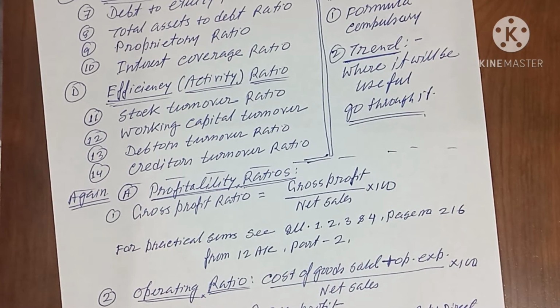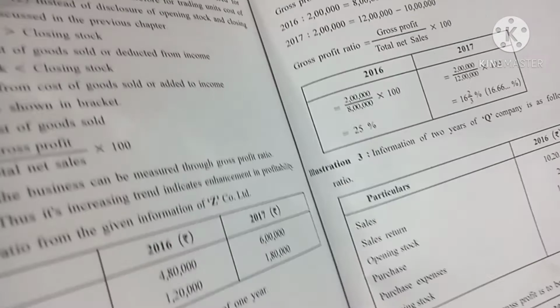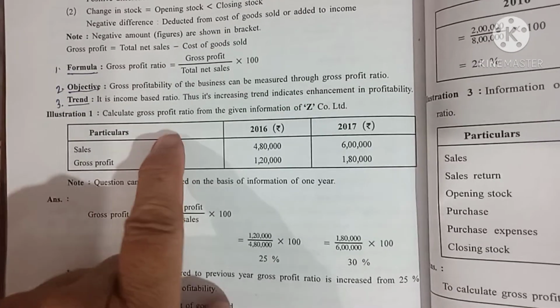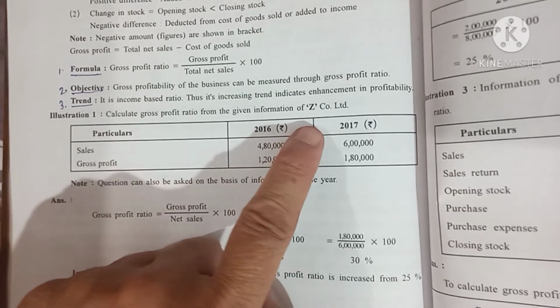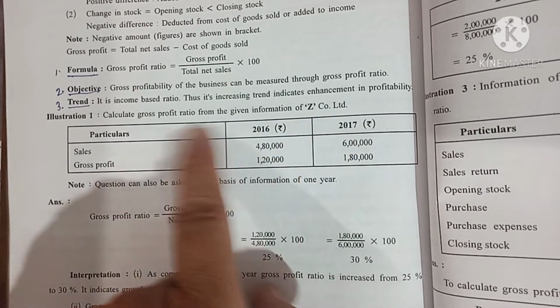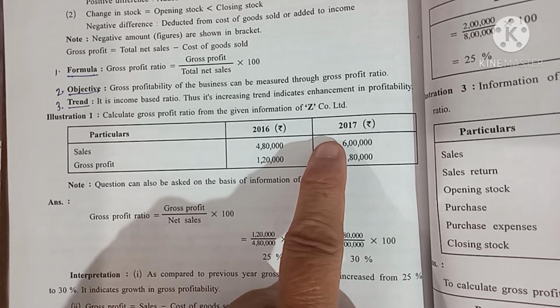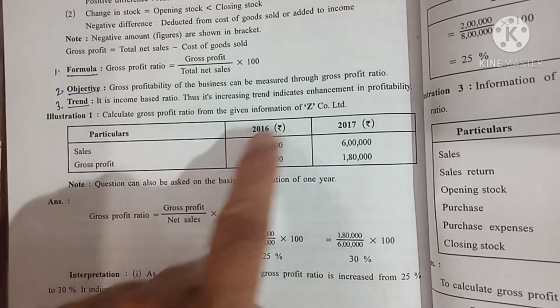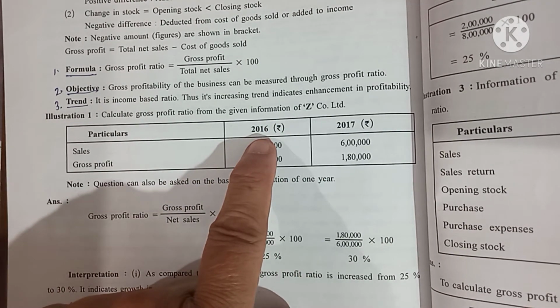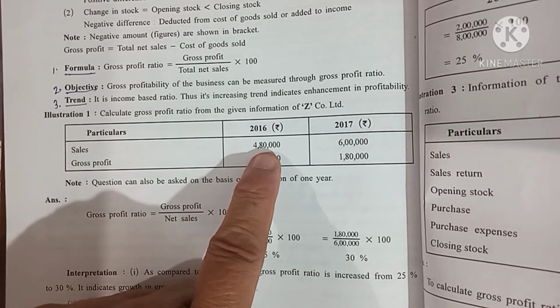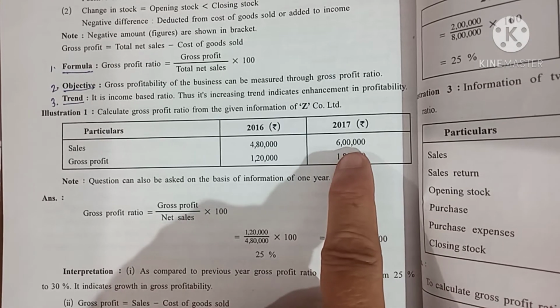2. So now I want to take your textbook, illustrations 1, 2, 3 and 4. First, illustration number 1 on page number 216. Calculate the gross profit ratio from the given information of Z Company Limited. I want to explain a few questions from your illustrations. After that we will go to the exercise. Two years are given for Z Company Limited, 2016 and 2017. The 2016 sales is 4,80,000 and the 2017 sales is 6 lakh.